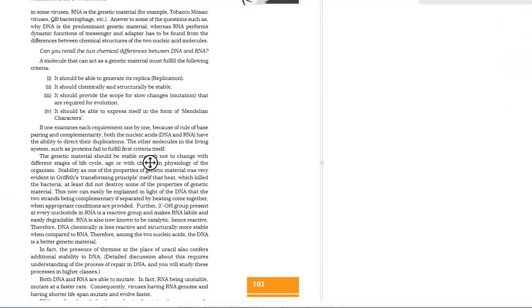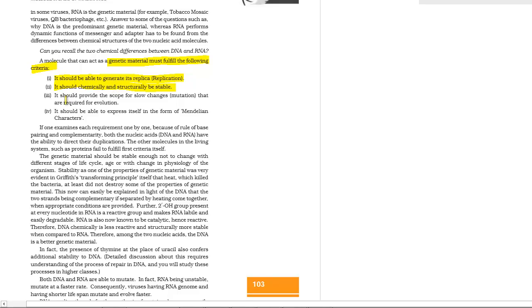Okay, so let us try to read this particular slide. To begin with, a molecule that can act as the genetic material must fulfill all the following criteria. It should be able to generate its replica. Obviously, if you want to make one cell into two cells, the genetic material needs to be divided, so it needs to replicate itself. This will be the number one property. It should be chemically and structurally stable. We do not want our genetic material to be fragile.